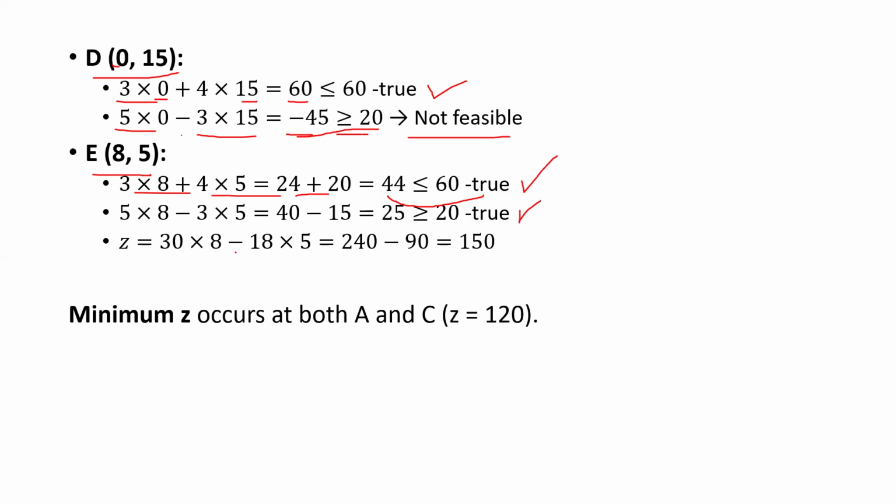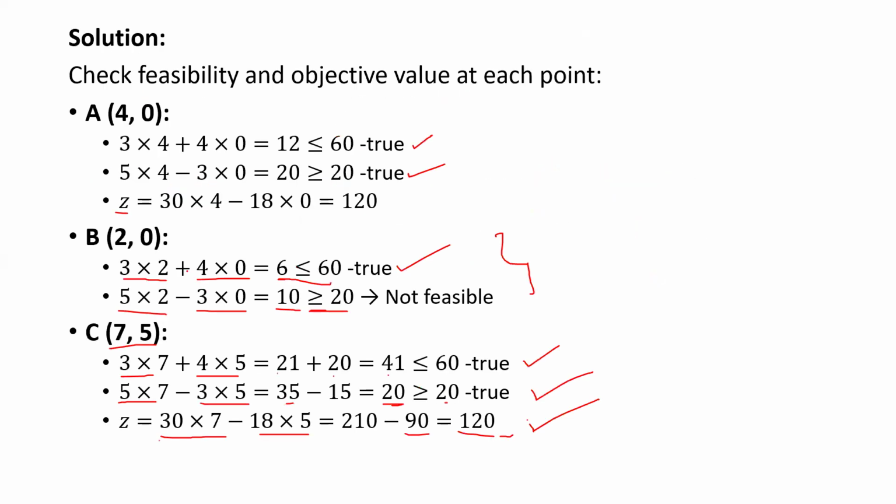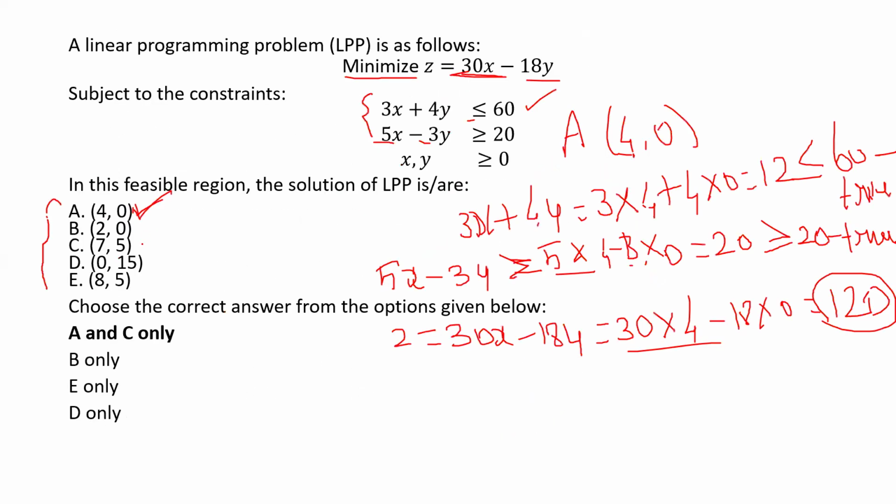So z is equal to 30 into 8 minus 18 into 5, which is 240 minus 90, 150. Now I got 120 for the A value, 120 for the C value and 150 for the E value. So which one is the minimum value? The minimum occurs at both A and C. So my answer will be A and C. So this is the answer.